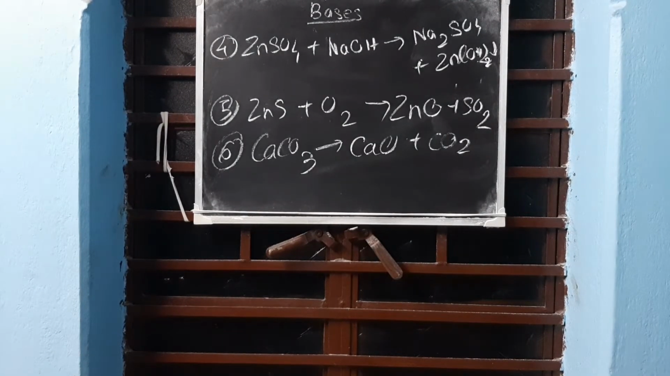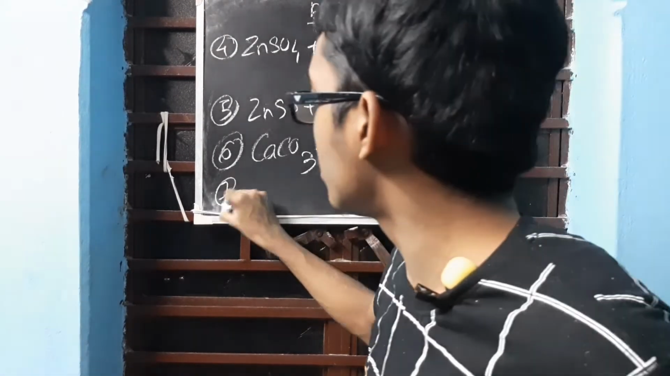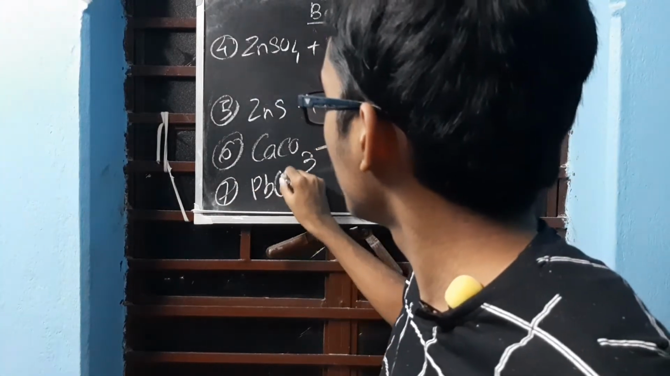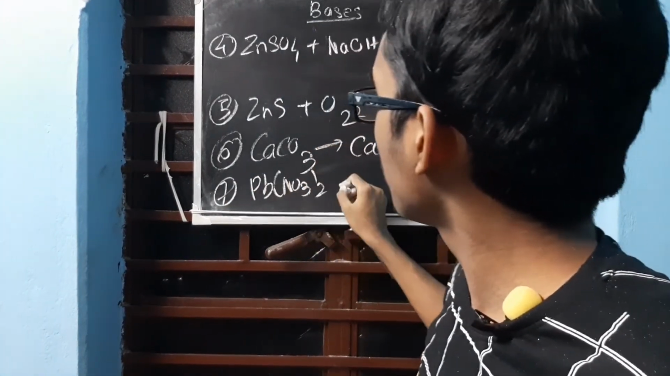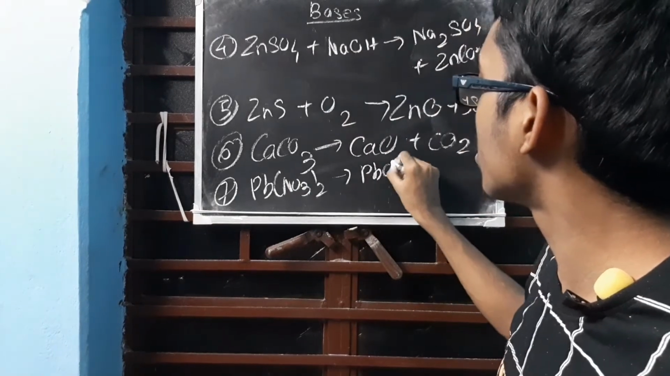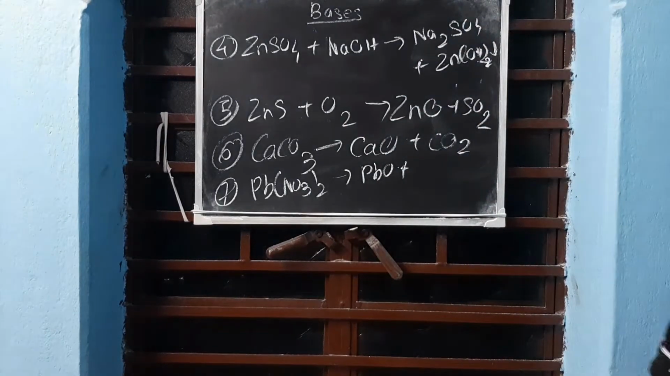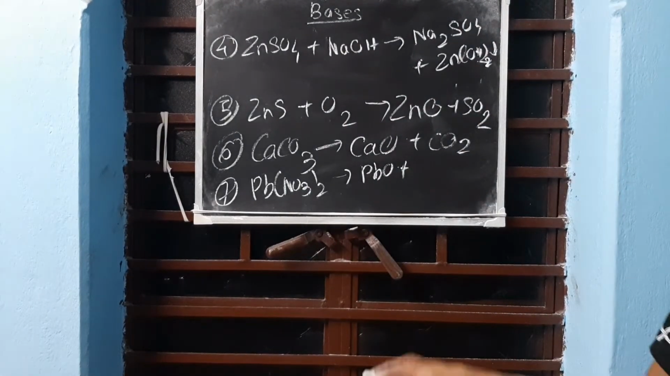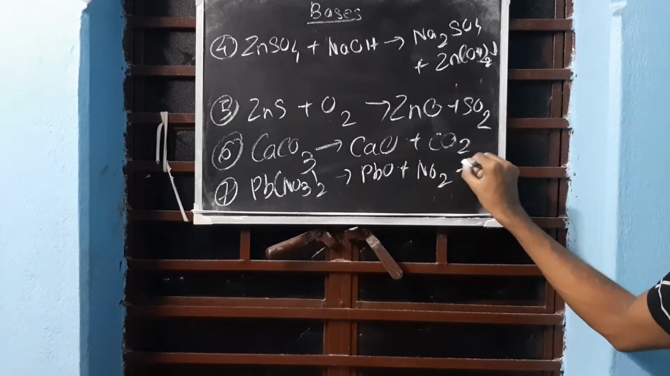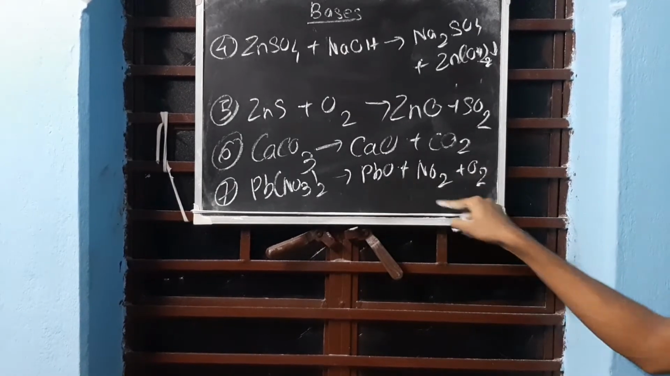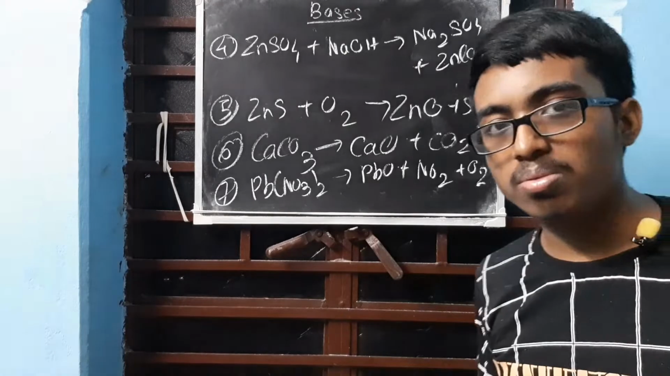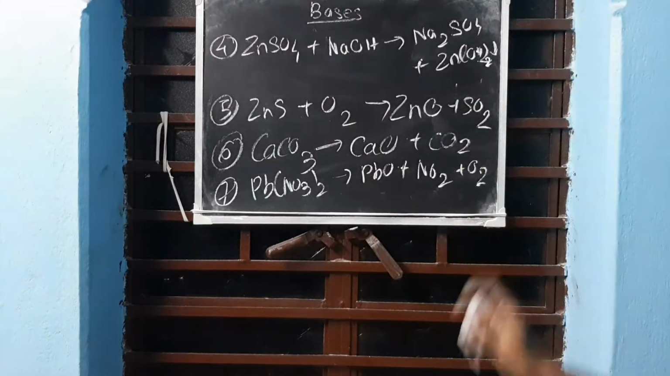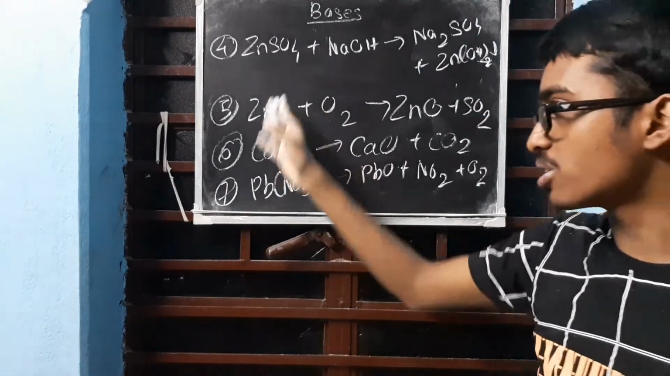Next, if you place a metal nitrate, that will also decompose. Pb(NO3)2. You already know the reaction. PbO will form. Then what will form? NO2 will form and O2 will form. Right? This is the reaction. This is a color, you know. This color is reddish brown fumes, and this is the observation. So this is the reaction that is possible.